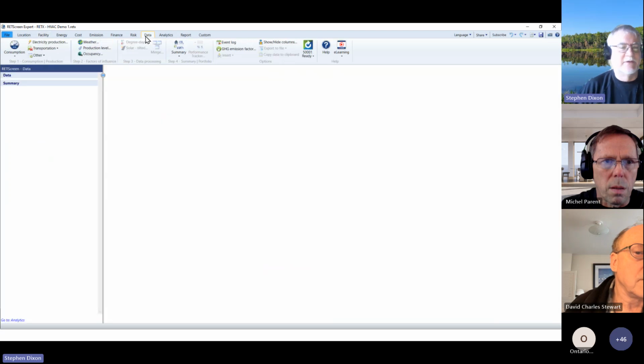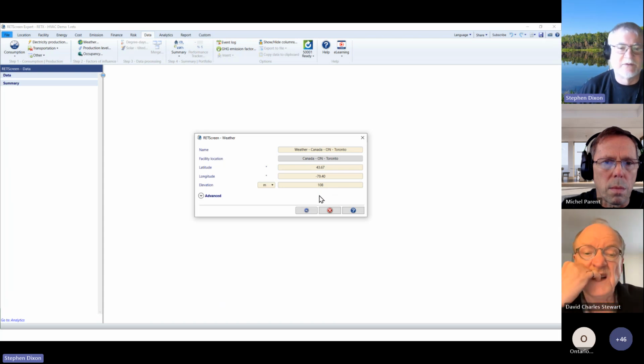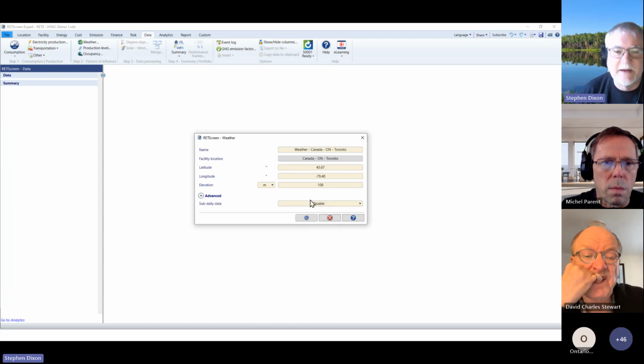So I go to my data page. If I want to get weather data, then I click on weather, okay? And here, this is the location that we've selected in this file. This happens to be, I think, downtown Toronto, one of the climate data locations in downtown Toronto. And then I click on advanced, and I click enable. This is sub-daily data, okay?